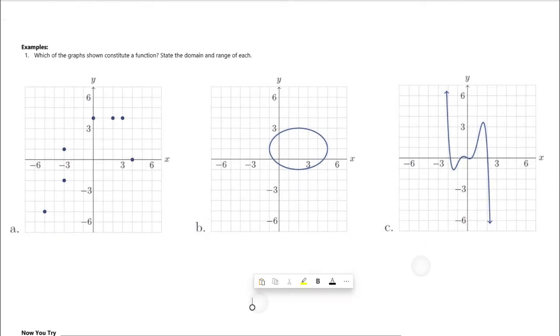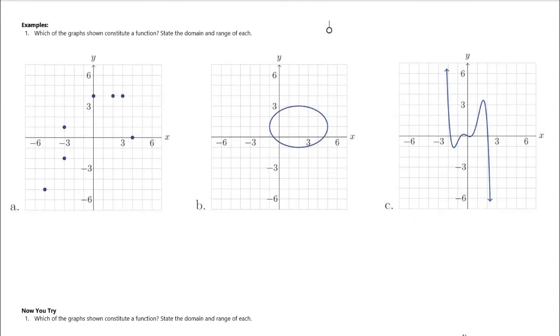We've got three different graphs, and we want to say which of these constitute a function, and we're going to state the domain and range of each. So the first graph is made up of just a bunch of points. It looks like we have 7 points here. The first point is down at -5, -4. We've got another point at -3, -2. We've got a point at -3, +1. We have a point at 0, 3. We have a point at 2, 3. We have a point at 3, 3. And we have a point at 4, 0.